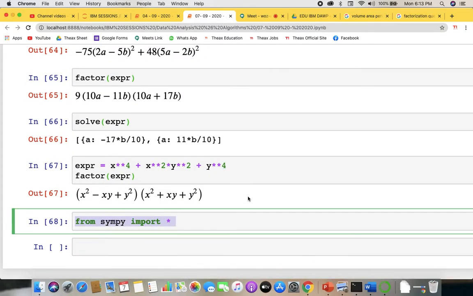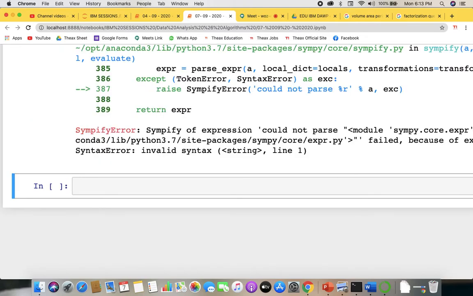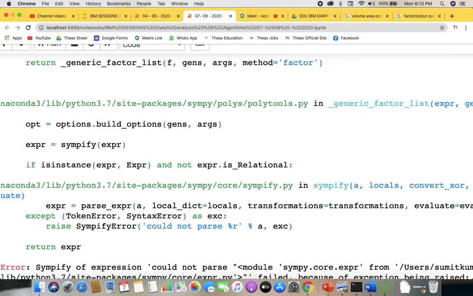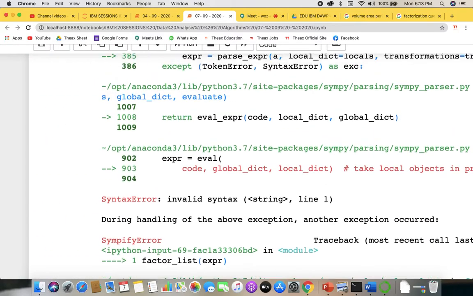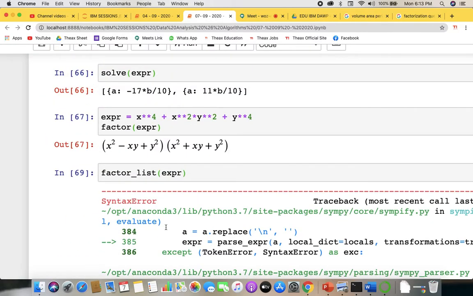Right. So I believe that this is fine. Now, similar to factor, we have factor_list. If I write factor_list of this expr, it says simplification could not be done for some expressions. Is there something wrong? Okay.